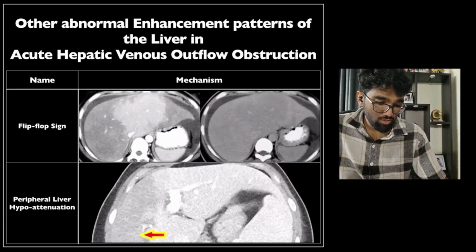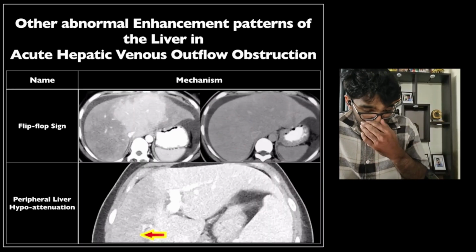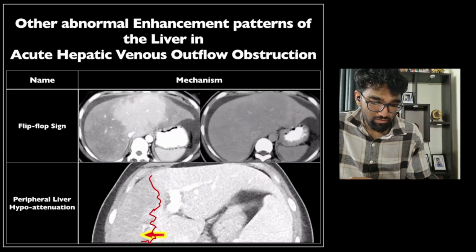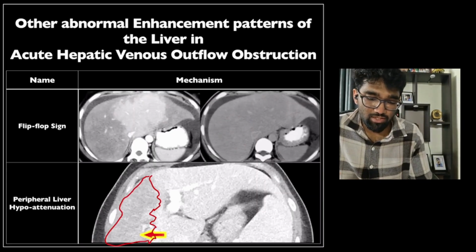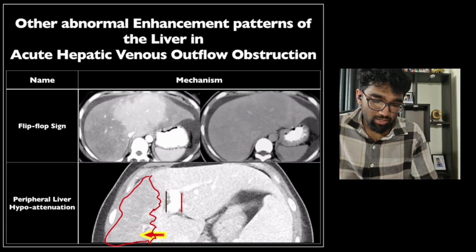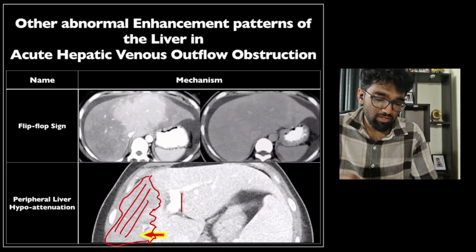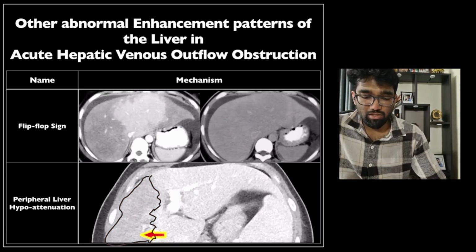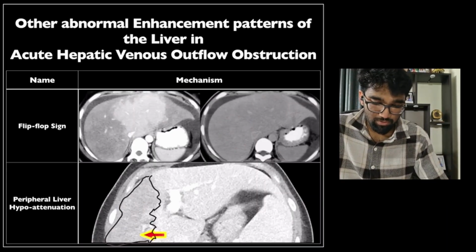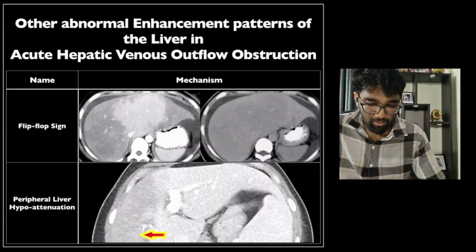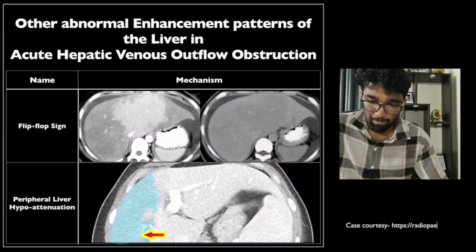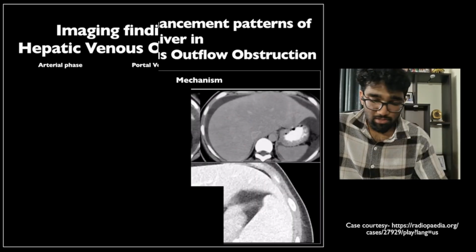Then we have what is known as the peripheral liver hyperattenuation. As you can see, there is an irregular area of the liver here that is showing decreased attenuation. Obviously, this is the portal venous phase because the portal vein is taking up contrast. So decreased attenuation in the periphery of the liver because, probably, the right hepatic vein is obstructed in this particular case. Yeah, so this is the reference.